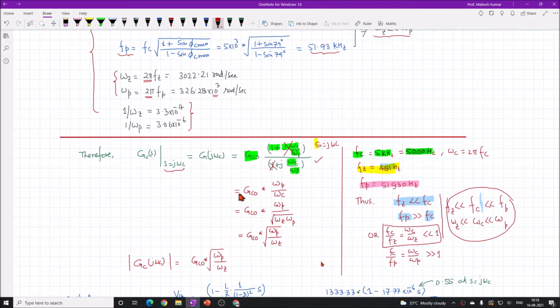Since we are interested in the magnitude of the compensator gain, we are interested in the mod of this. So I can say the mod of this is the value of this, correct? And we can say the value of this. So I will ignore the j because we are interested in the magnitude. Therefore, this becomes GC0 into omega p by omega c, into GC0.